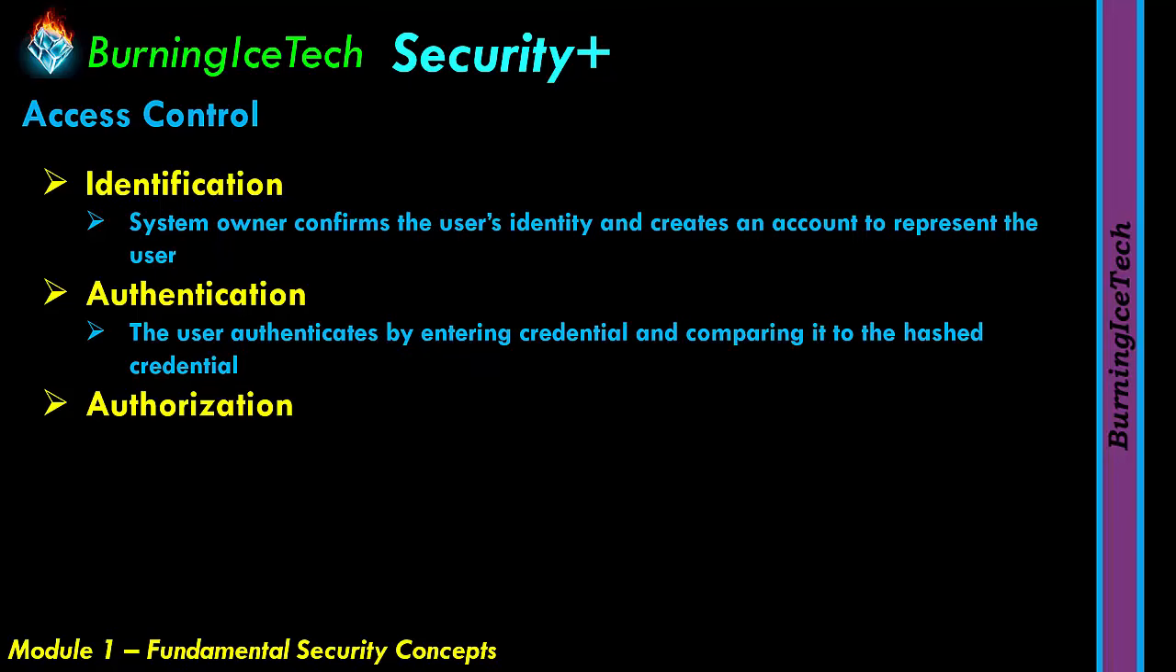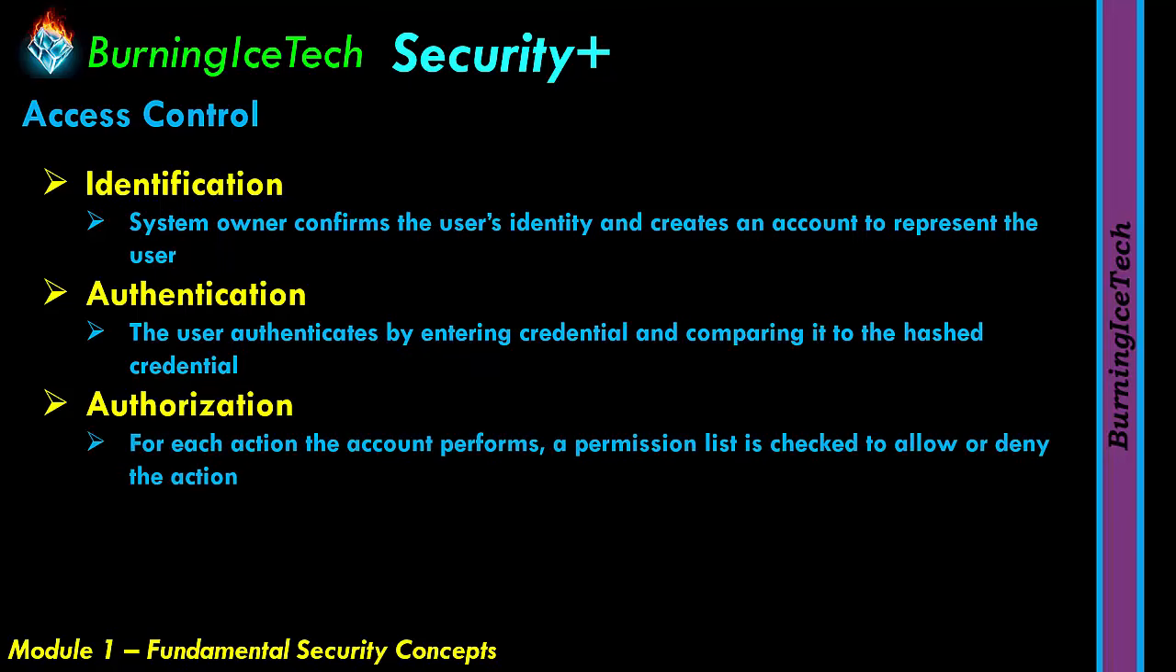Now, this does not always take place. I mean, if you log into something like a Facebook account, a Gmail account, anything like that, or even your own personal laptop, you probably have full outright access. So authorization doesn't really take place there per se. But if you look at something like a domain environment, which is a very good example for this, authorization does kick in. And it is going to check what level of access you or the user has. So for authorization, we can say for each action the account performs, a permission list is checked to allow or deny the action that the user wants to go and do.